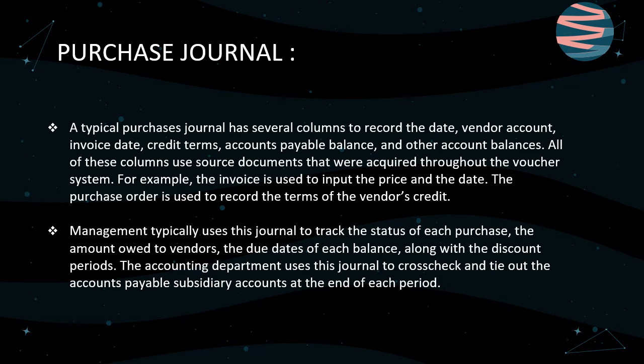A typical purchase journal has several columns to record the date, vendor account, invoice date, credit terms, accounts payable balance, and other account balances. All of these columns use source documents that were acquired throughout the voucher system. For example, the invoice is used to input the price and date, the purchase order is used to record the terms of the vendor's credit. Management typically uses this journal to track the status of each purchase, the amount owed to vendors, the due dates of each balance, along with the discount periods.